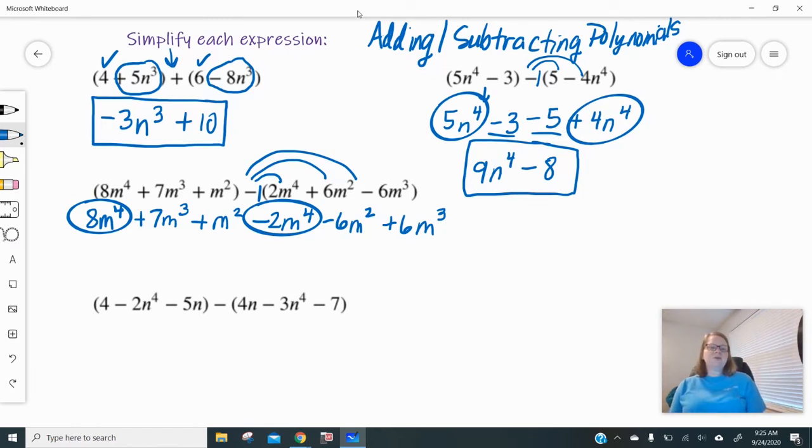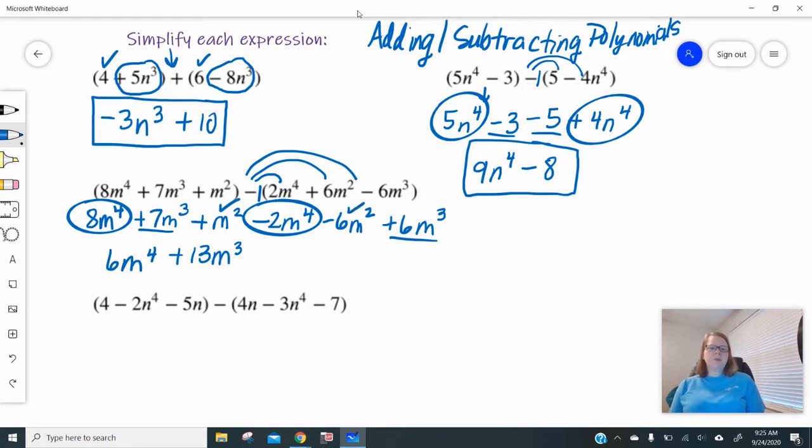All right, I've circled the m to the fourths because I want those to go in front for my answer. So 8 minus 2, that's 6m to the fourth. I've got an m cubed here and an m cubed here. So 7 plus 6, that's 13m cubed. And then I've got an m squared and a -6m squared.